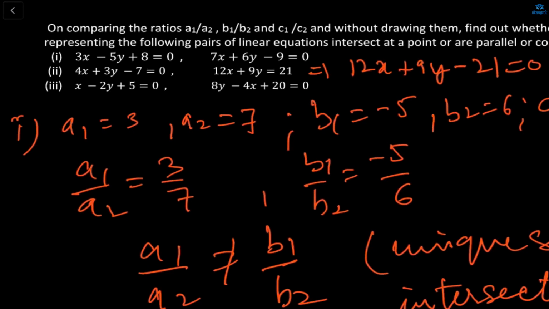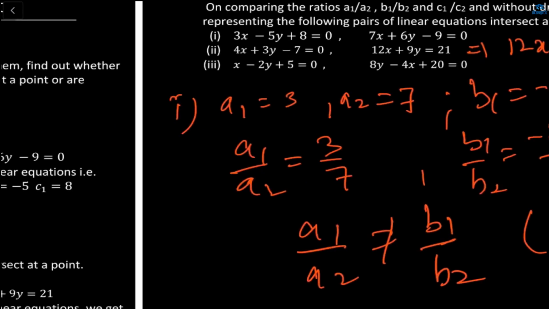So it will be a coincident line or an intersecting line or a parallel line. What type of line it will be? It will be a parallel line. Okay, yeah, it will be a parallel line because A1 by A2 is equal to B1 by B2 is not equal to C1 by C2. Okay, so let's see other questions.